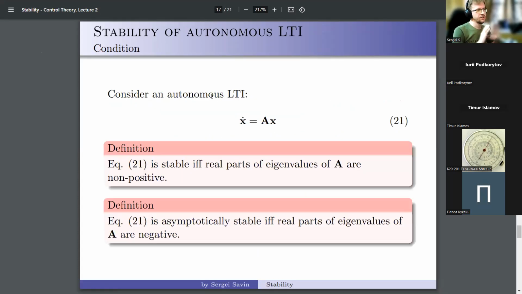Now, here's the grand statement, which I already made verbally. Now we can see it written. So for equation 21, it is stable if and only if the real parts of the eigenvalues of the matrix A are non-positive. And for equation 21, it is asymptotically stable if and only if the real parts of the eigenvalues are negative. That's it. If at least one of the eigenvalues has a positive real part, then it is unstable. That follows from those two definitions.